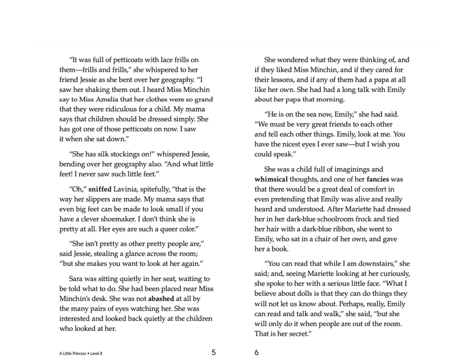After Mariette had dressed her in her dark blue schoolroom frock and tied her hair with a dark blue ribbon, she went to Emily, who sat in a chair of her own, and gave her a book. "You can read that while I'm downstairs," she said, and, seeing Mariette look at her curiously, she spoke to her with a serious little face. "What I believe about dolls is they can do things they will not let us know about. Perhaps really Emily can read and talk and walk," she said, "but she will only do it when people are out of the room. That is her secret."